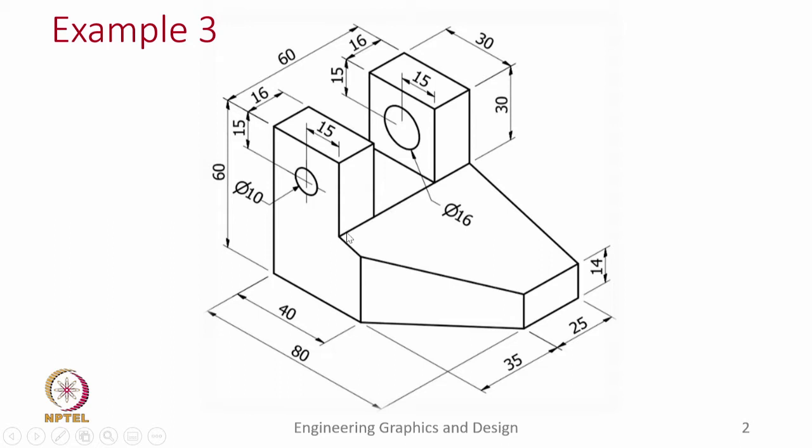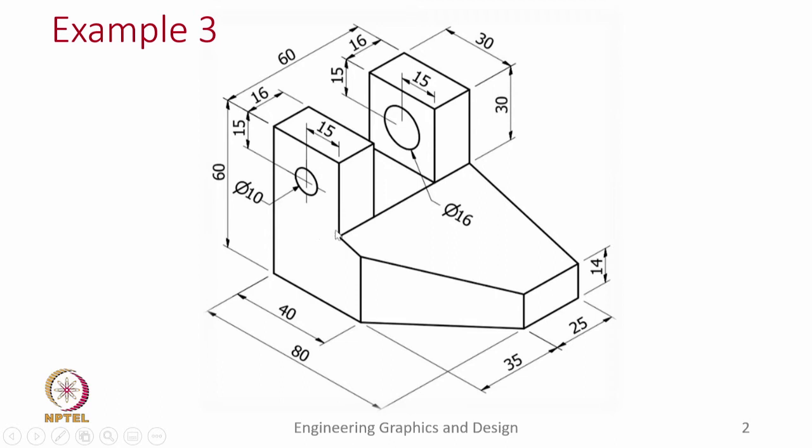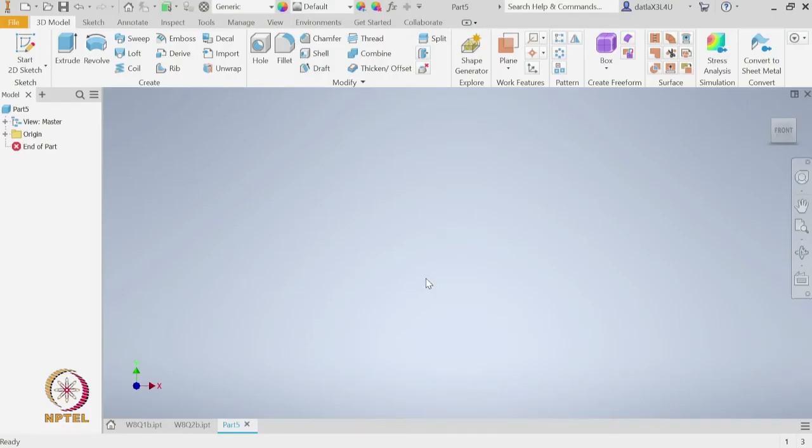Which means we need to first start with a cuboid and then make a taper cut. So, first we will make a base of 80 by 60 and then extrude it to a height of, since this is 30, we need to extrude it to a height of 30. So, let us get started with the software.